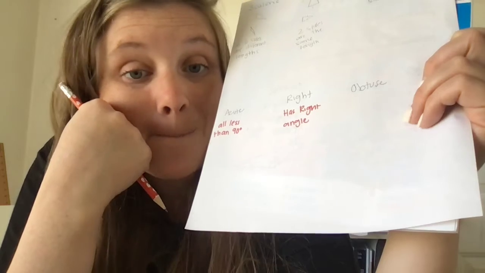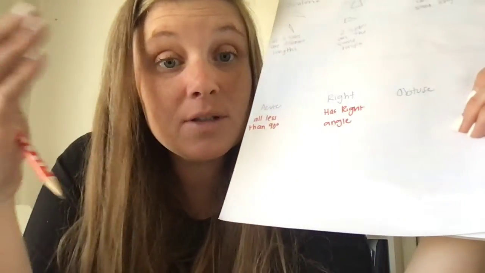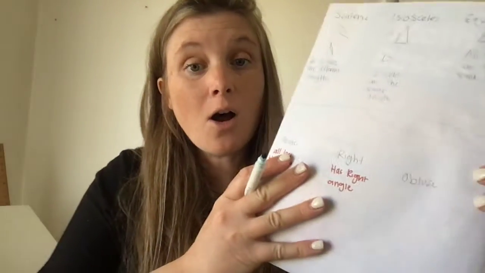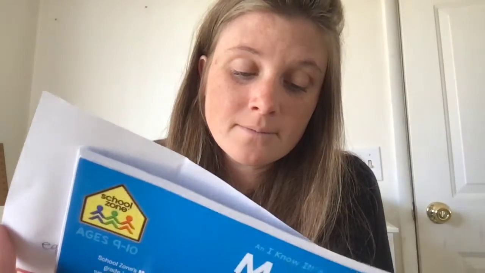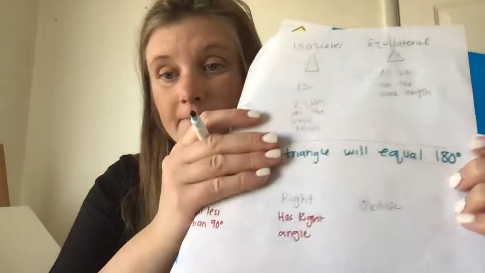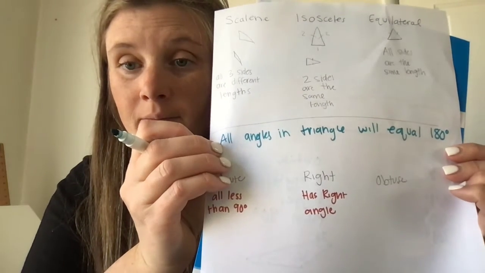Now we're going to categorize them by their angles. The angles in the triangle, okay? Now, if you have a triangle, the three angles in the triangle will always equal 180 degrees, okay? So, let's write that down. Can you write down that all angles in a triangle will equal 180 degrees? Okay? Pause me if you need to.